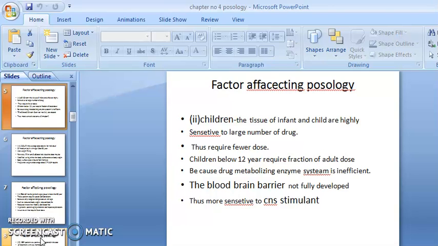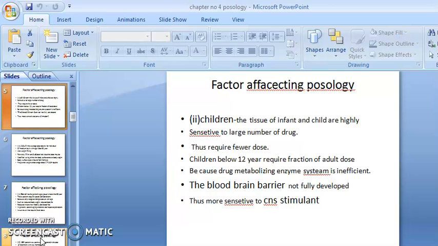आता चिल्ड्रन्स आहेत त्यांच्यामध्ये काय असतं की एन्झाईम सिस्टीम डेव्हलप नसतात. That's why we require the smaller dose. Metabolism means the drug gets converted from one form to another, metabolized by the enzymes. It may not be metabolized by the enzyme in children. That's why the dose is less.